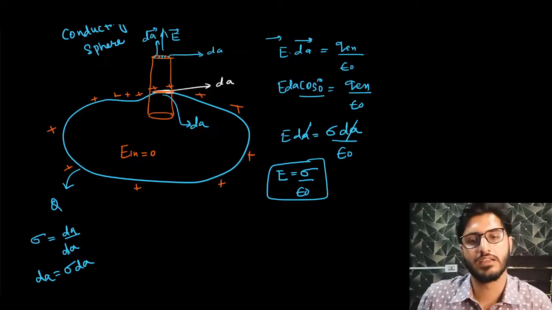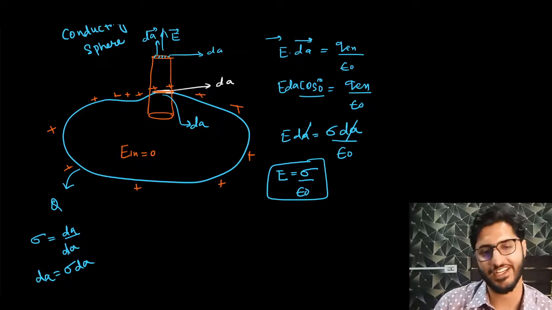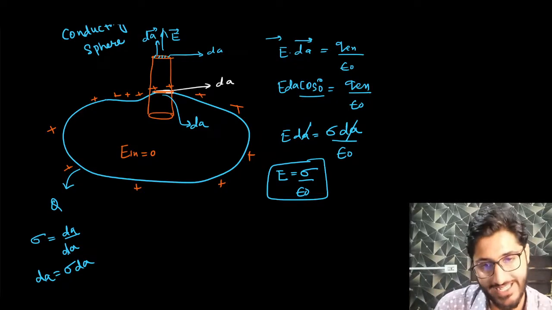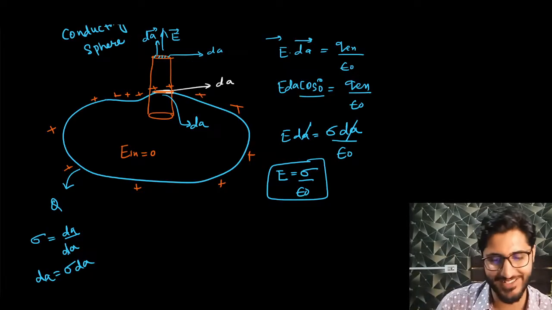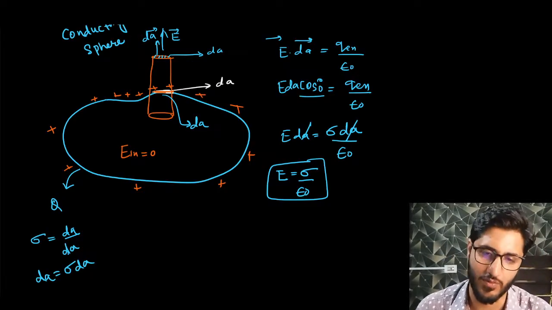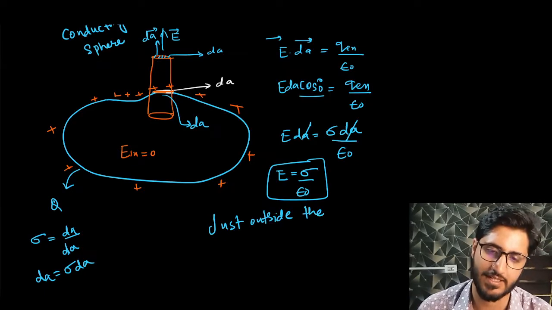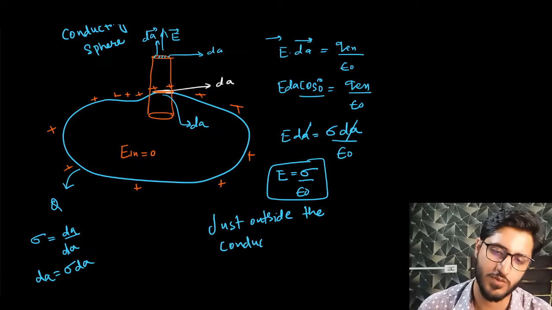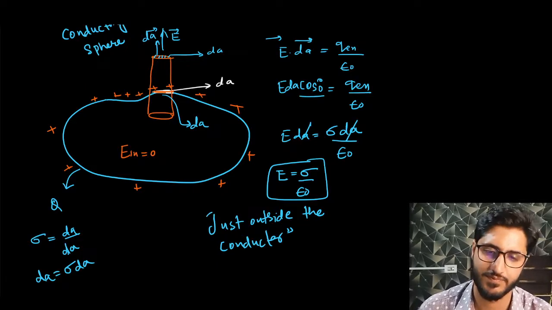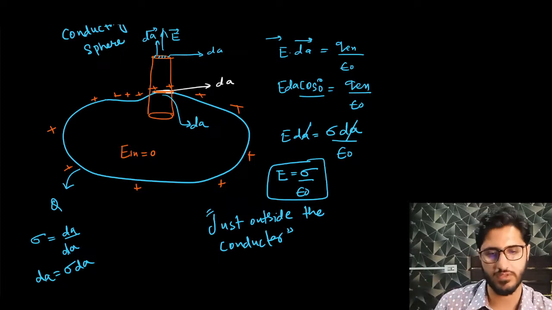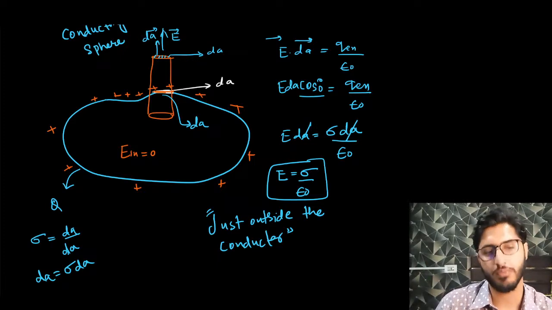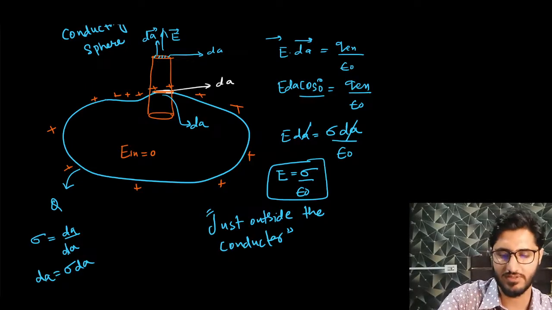So the electric field outside of any conductor is equal to sigma by epsilon naught, and this is the derivation that I just did here, right? It is just outside the conductor. Inside is always zero, no? This is how you need to manipulate, and you will get your answers. Okay, it's very simple.